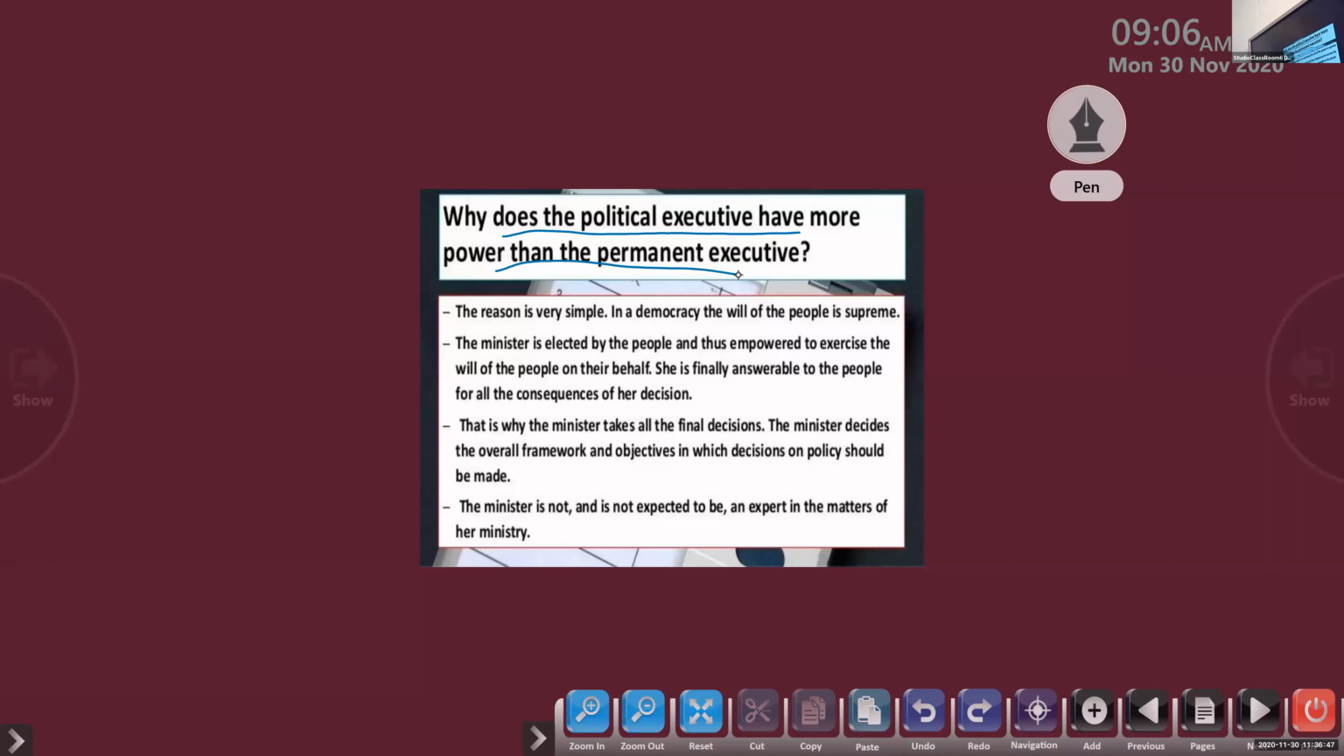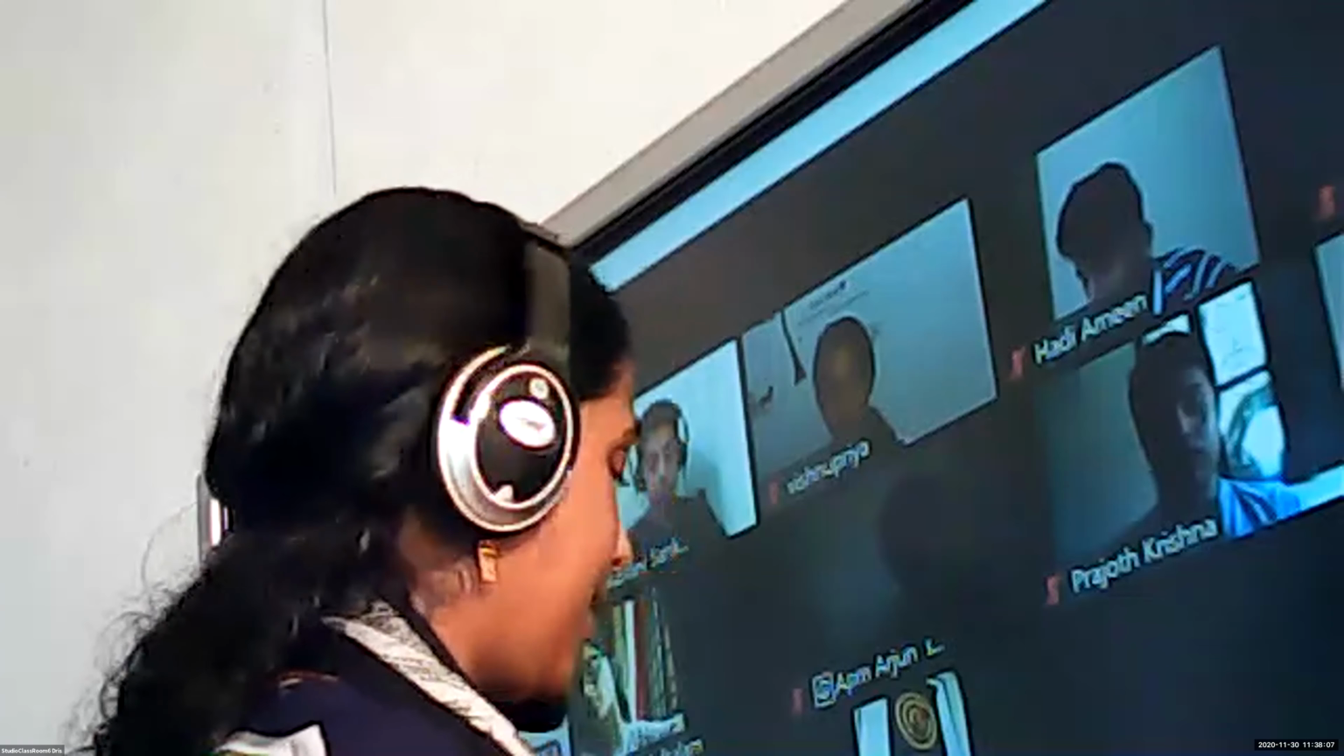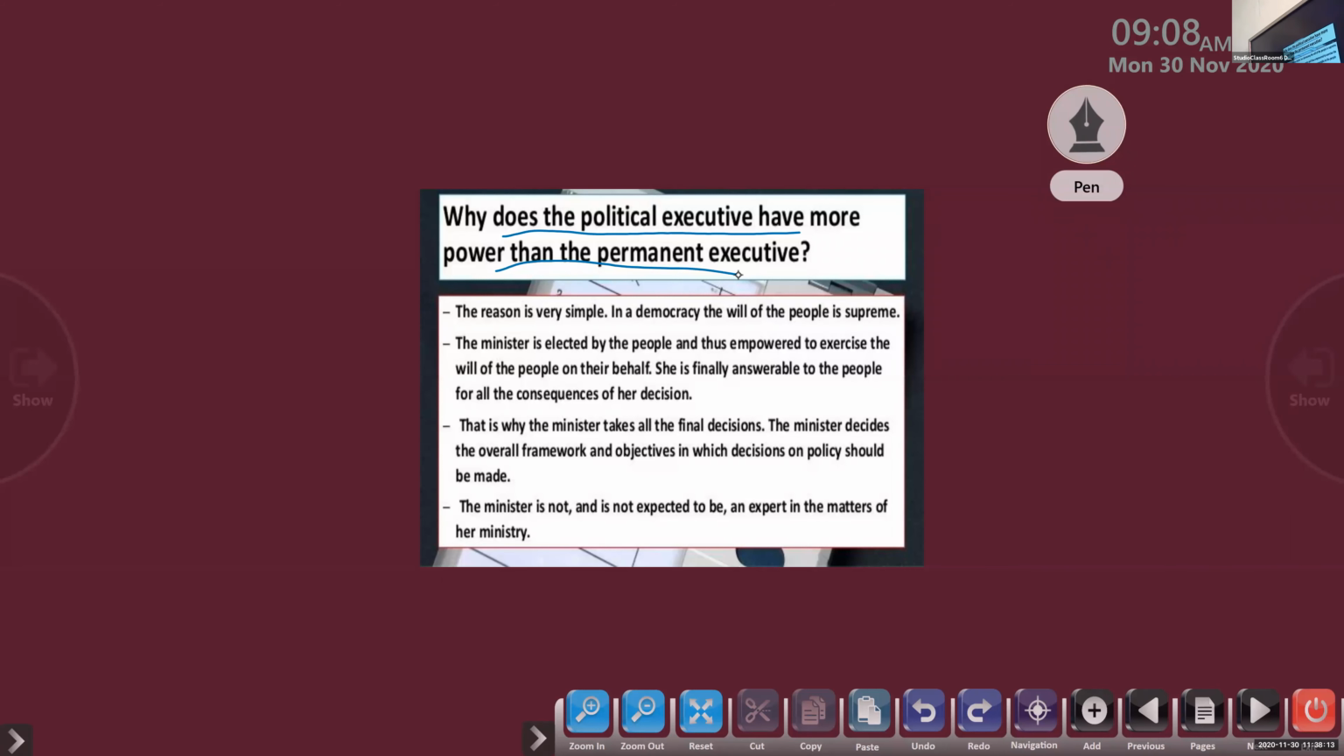Why does the political executive have more power than the permanent executive? As per the protocol, MLA and minister are more superior than the civil service officer. And the reason for the power: in a democracy, who is supreme? People. People are supreme. In a democratic form of government, people are supreme. So the ministers are elected by the people and empowered to exercise the will of the people on their behalf. They are answerable to the people.